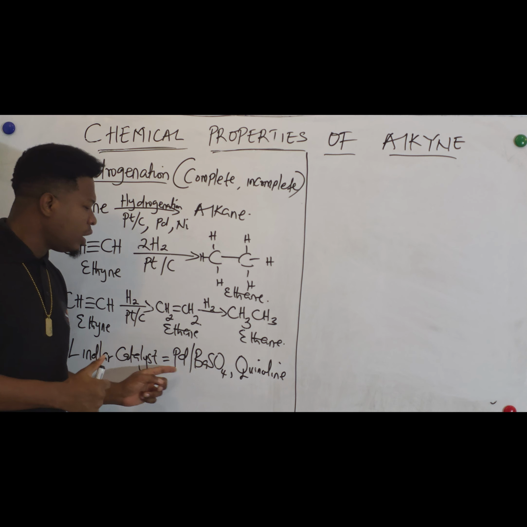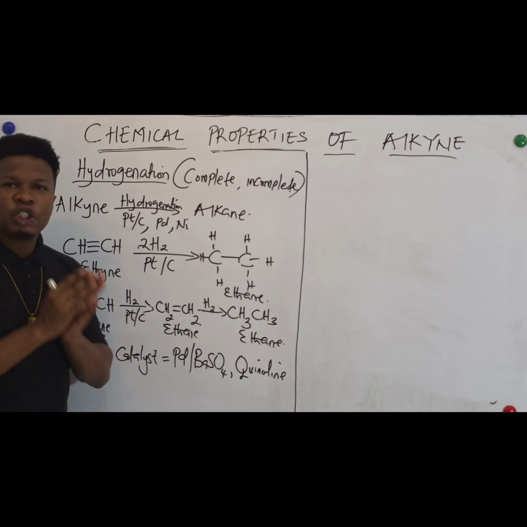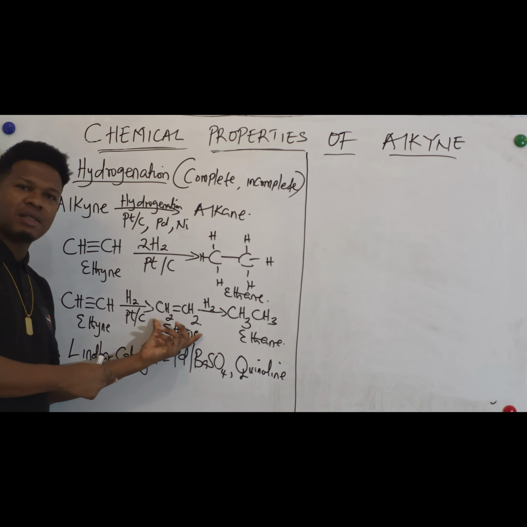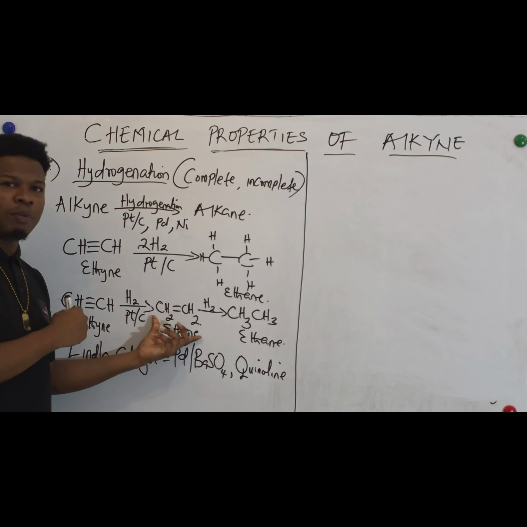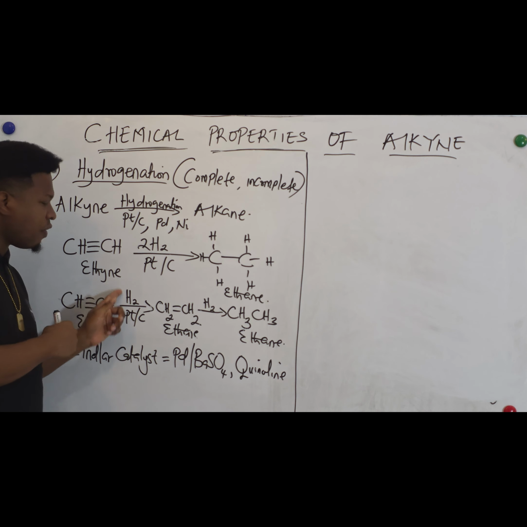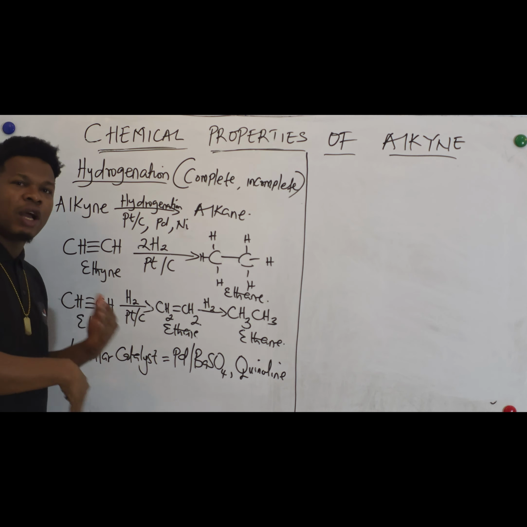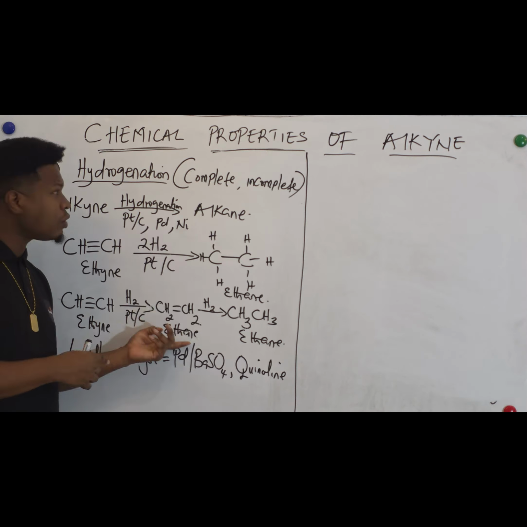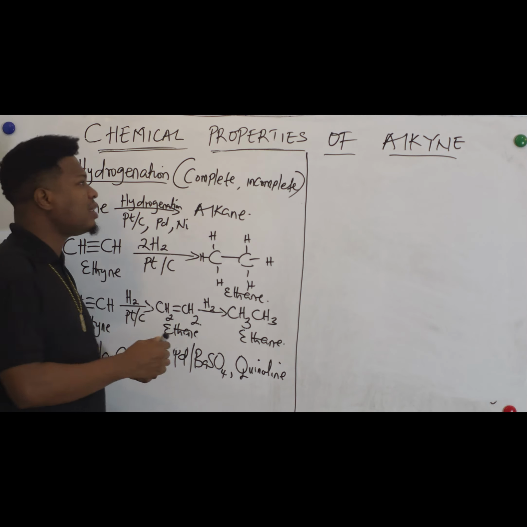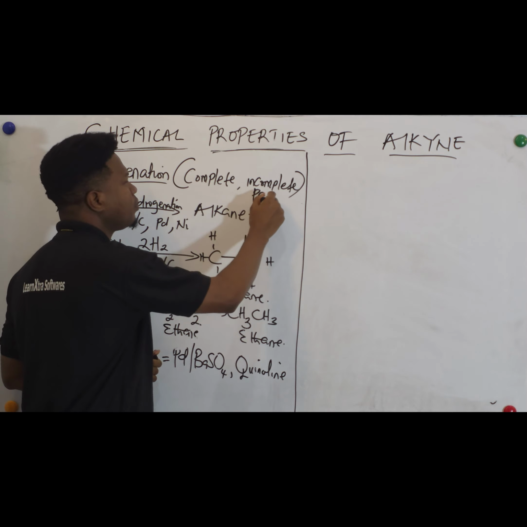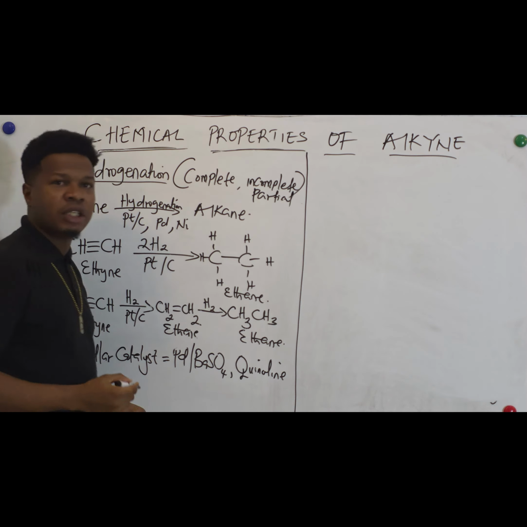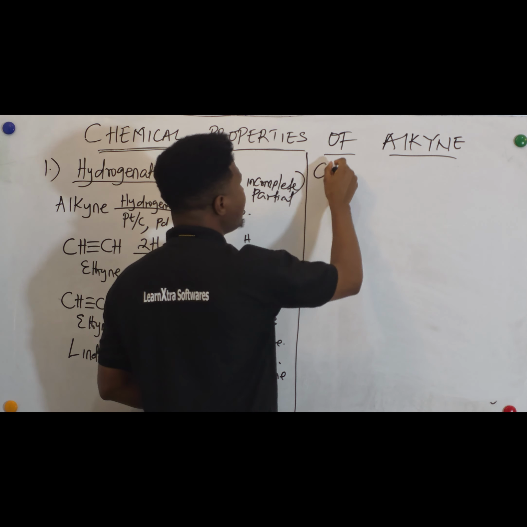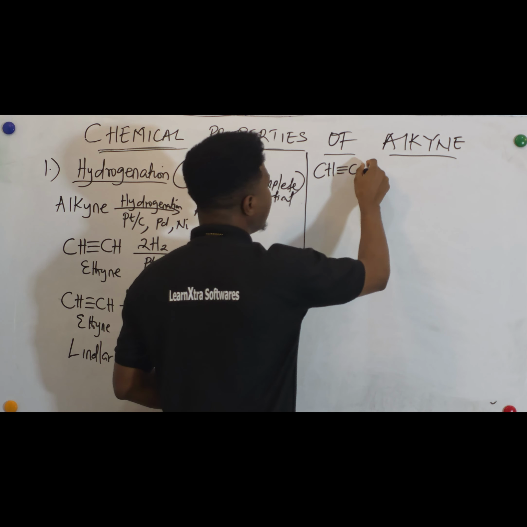Quinoline. So what this component does is to stop the hydrogenation at this point, so that even if you have 2 moles of hydrogen here, there will be no further hydrogenation. The reaction will stop at this place. So this is what we call the incomplete, or partial hydrogenation.